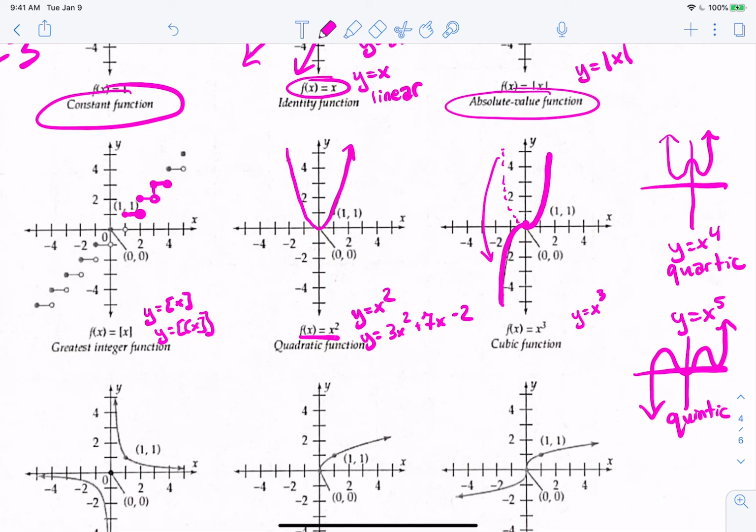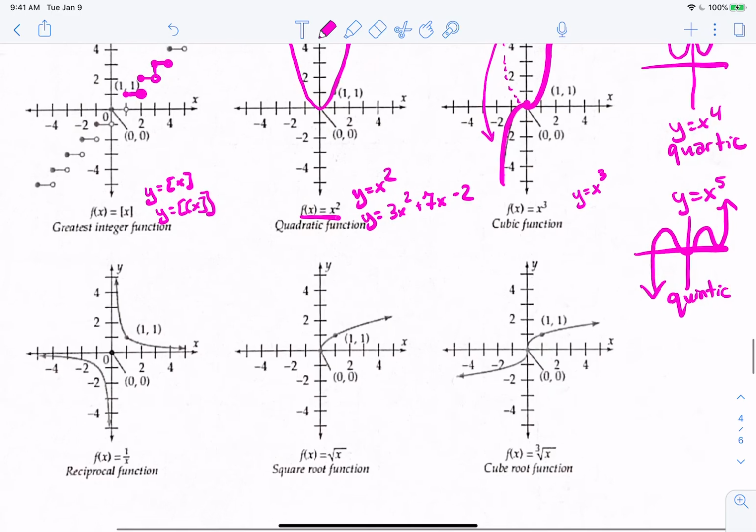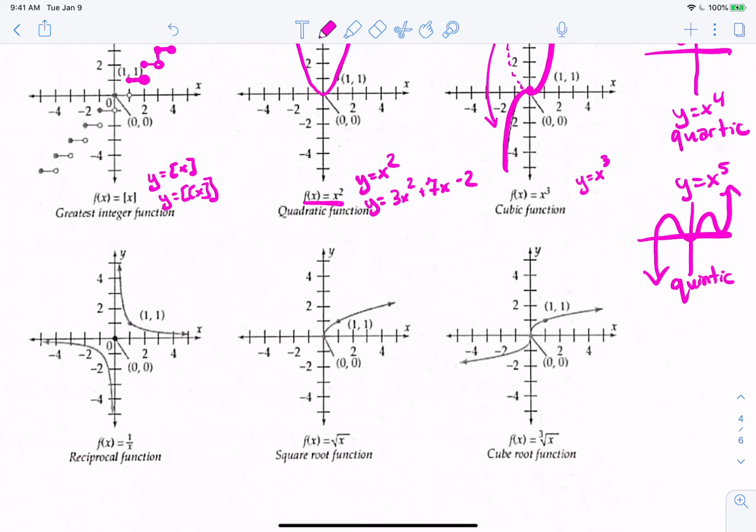Okay. Are you ready for the three bottom ones? Okay, I'll wait a second.